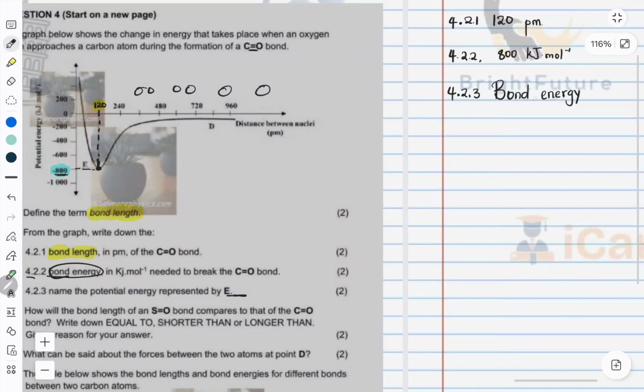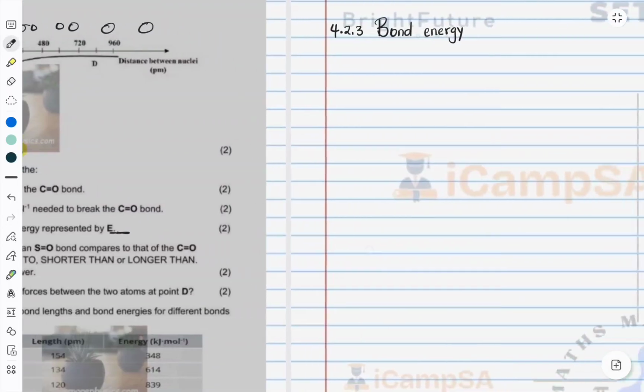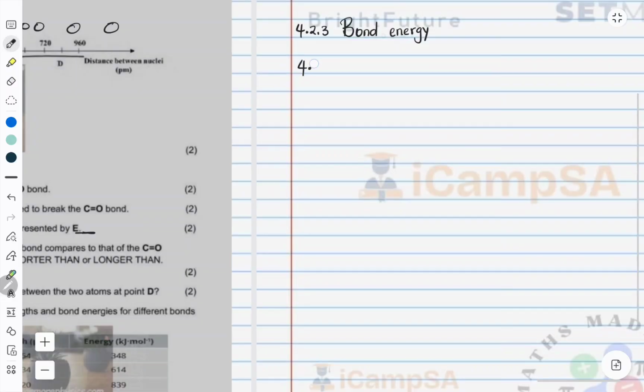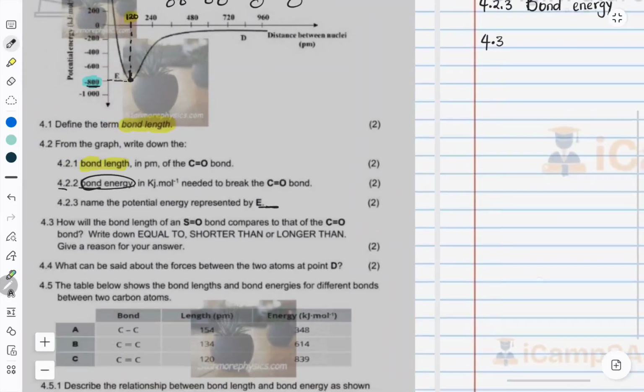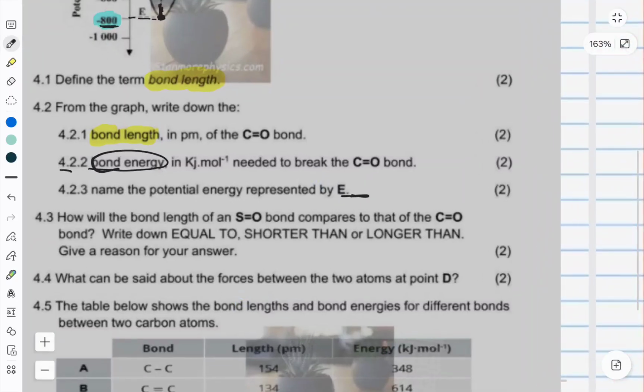Right, so now let's go to 4.3. How will the bond length of an SO bond, which is a sulfur to oxygen bond, compare to that of the carbon to oxygen bond? So they're asking us how will the bond length be? And then write down equal to, shorter than, or longer than. Give a reason for your answer.